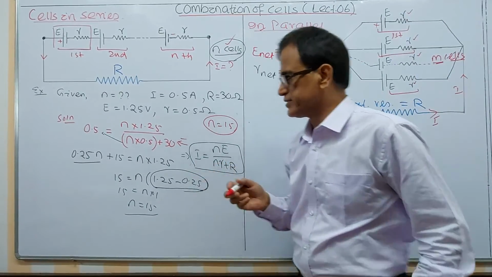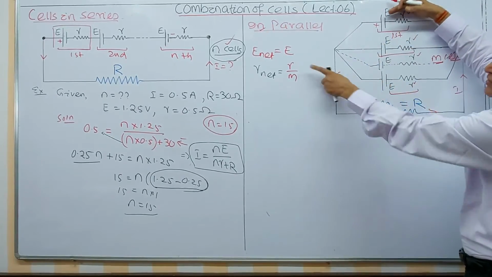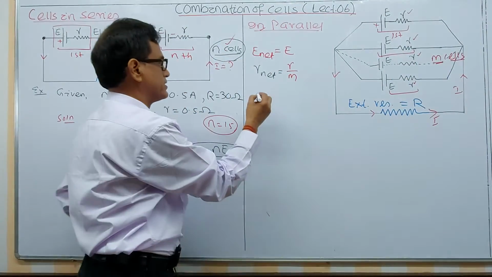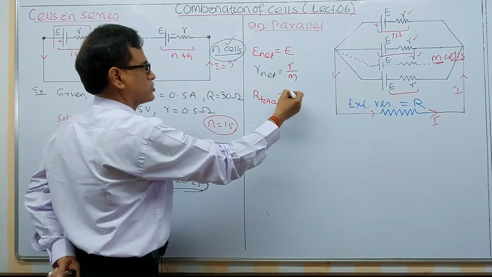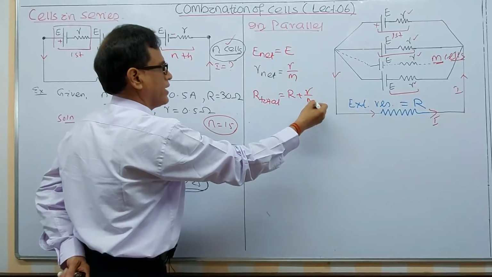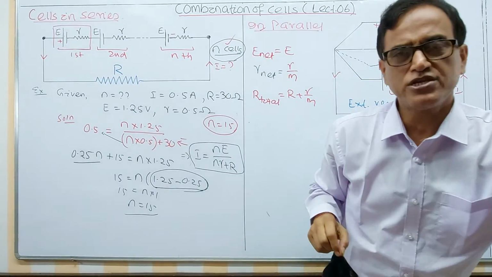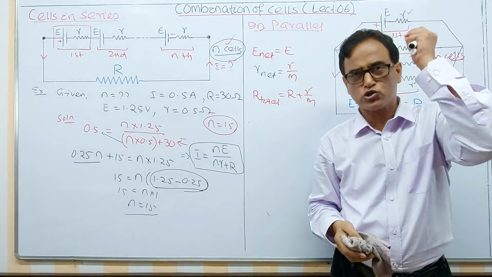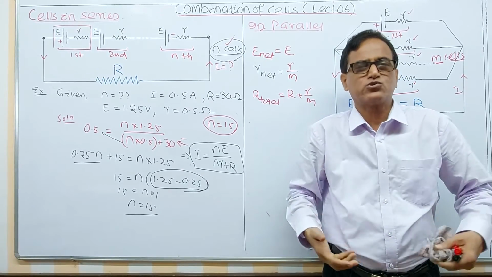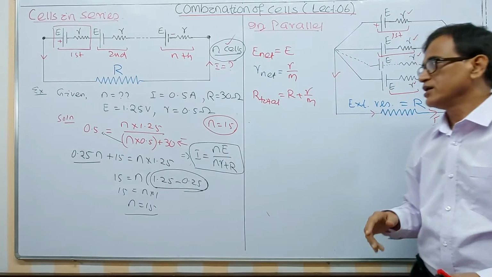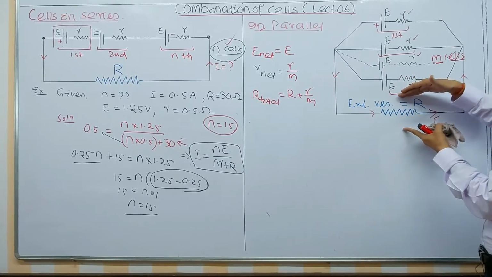That means if you remove this one, then the total resistance of this combination is R by M. Then the total resistance of the circuit, R total, equals what? R plus R by M, where R is the external resistance. Here some doubt arises in the minds of some students. And what is the doubt actually? I am taking myself as a student. My doubt is that this was a parallel combination, and this is also connected in parallel.